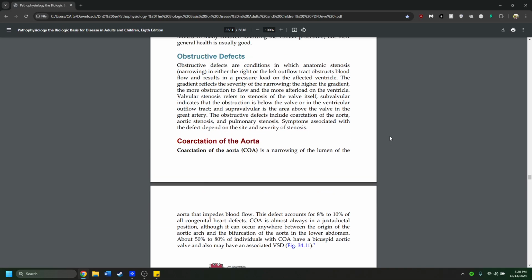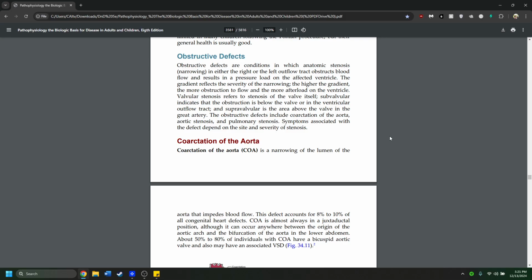This leads us to our obstructive defects. Obstructive defects are conditions in which anatomic stenosis, or narrowing, in either the right or the left outflow tracts obstructs blood flow and results in a pressure load on the affected ventricle. The gradient reflects the severity of the narrowing. The higher the gradient, the more obstruction to flow, and the more afterload on the ventricle.